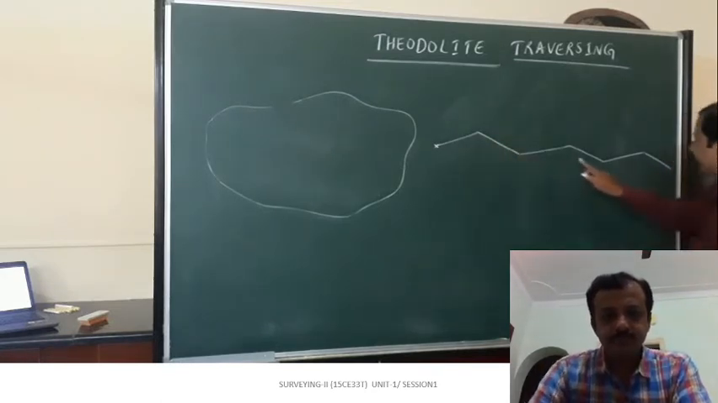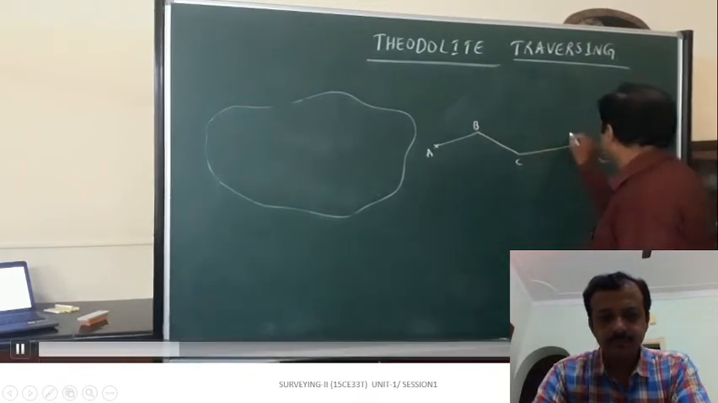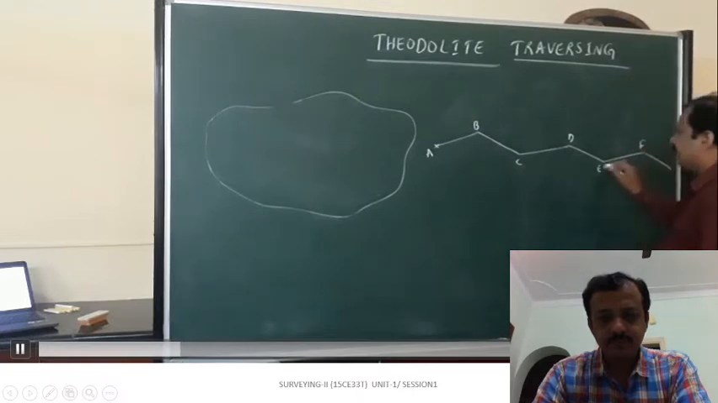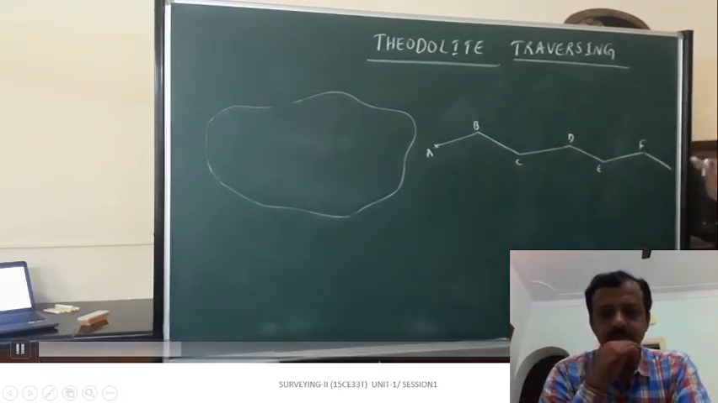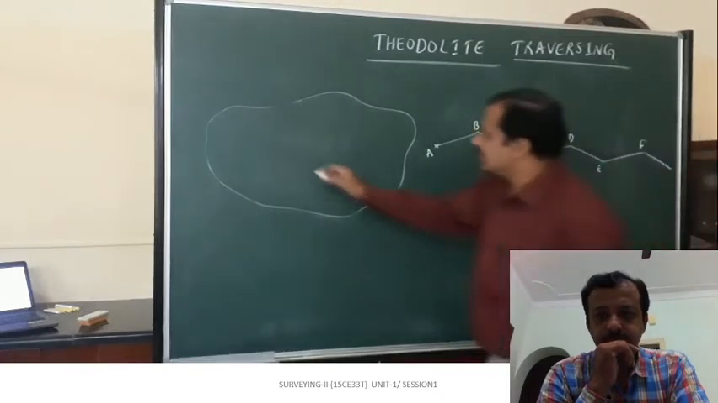So this type of control points I am going to establish: B, C, D, E, F, and I will continue like this. This we call an open traverse. This is called a closed traverse.